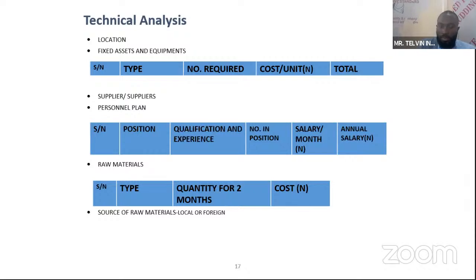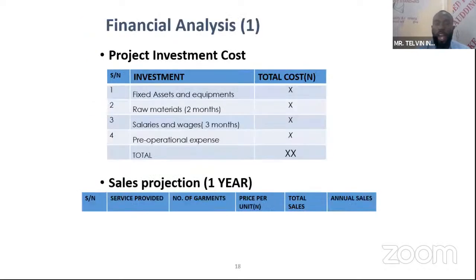Then your raw materials. Number 1, what are your raw materials? You want to produce sachet water. I need the sachet, the leather bags. I need a water tank. So a full tank, how much will it cost me for 2 months? How much will this leather quantity cost me for 2 months? You have to put all that down under your raw materials. Then the sources of raw materials, are they local or foreign? So when you put all this down properly, you will have your full-blown technical analysis. And your technical analysis extraction is what is going to help you to have your financial analysis. I'll be going back and forth.